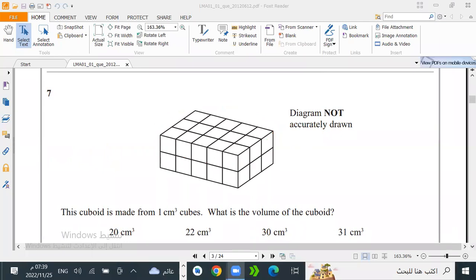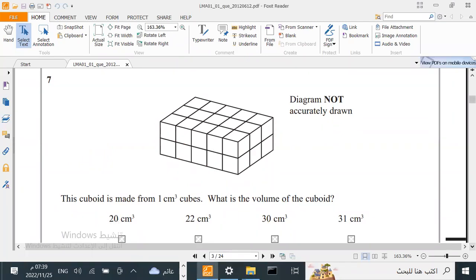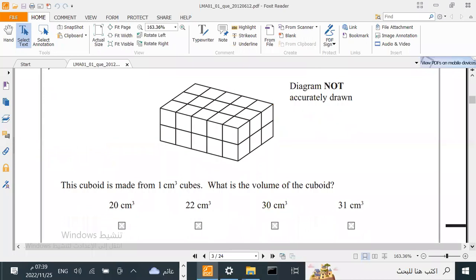Easy. Yep. But they say the diagram is not accurately drawn. Do you know why they say that? Because this is not 1 centimeter. That's the idea of not accurately drawn. Don't get your ruler and use it, because you're not going to get the right answer with a ruler. Drawn without a ruler means it's not accurate. This is not 1 centimeter.